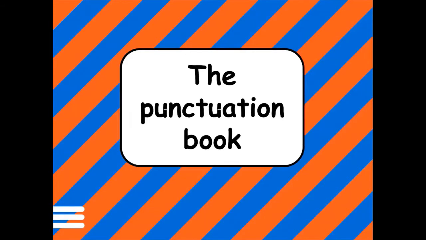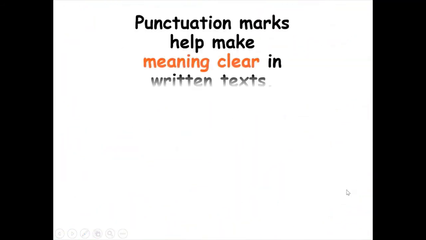Now, punctuation is basically very simple. When we just read through the definitions of comma, brackets, semicolon, colon, and full stops, it's very easy, but when we apply it to our writing, it becomes a little bit difficult. Now let's see. Punctuation marks help make meaning clear in written texts.